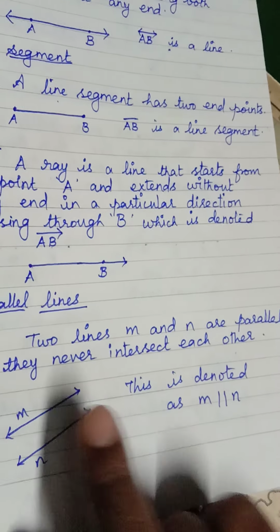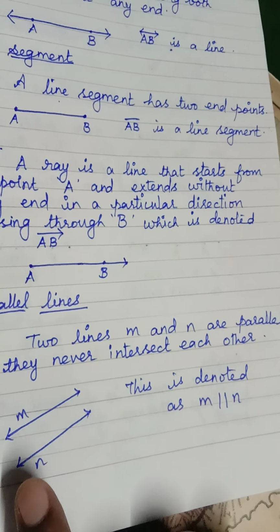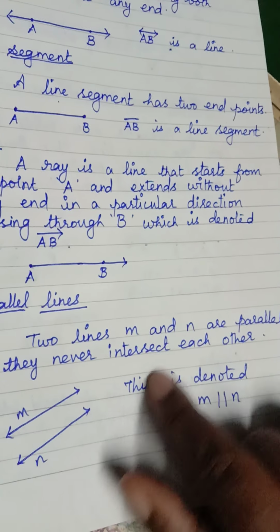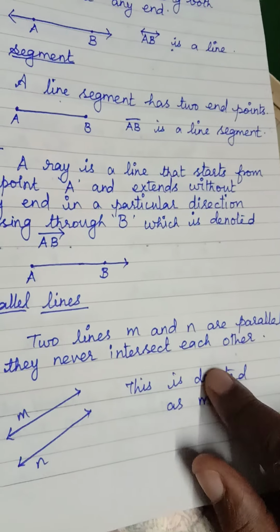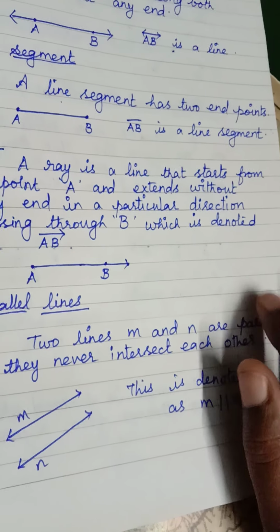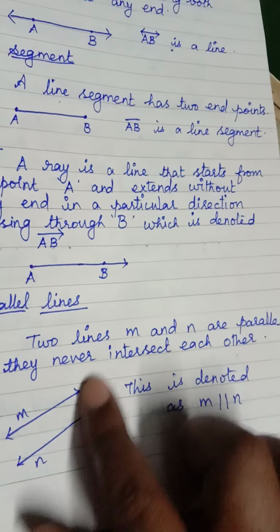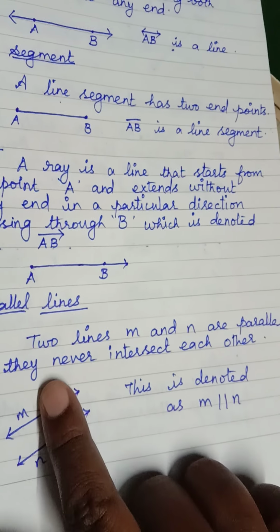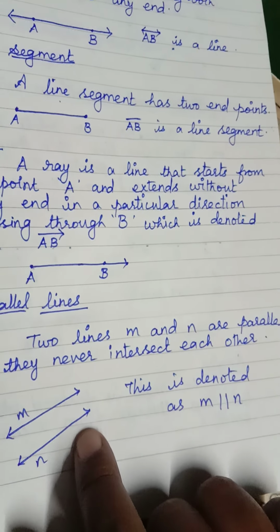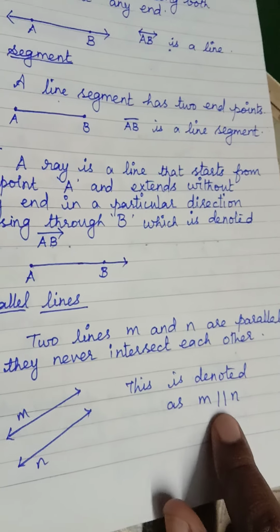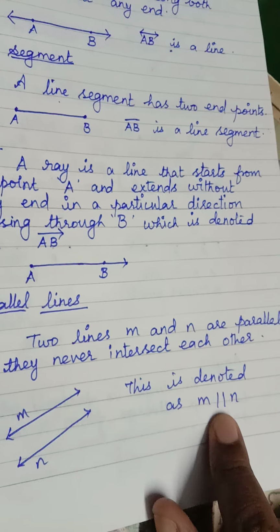Next, parallel lines. What are parallel lines? Children, you might have seen railway tracks. The railway tracks will have two straight tracks, two straight iron rods, which do not intersect with each other. They won't meet at all. Like that, the parallel lines will be two straight lines and will never intersect each other. Two lines M and N are parallel if they never intersect each other, and this is denoted as M parallel N, and this parallel is a symbol for parallel lines.